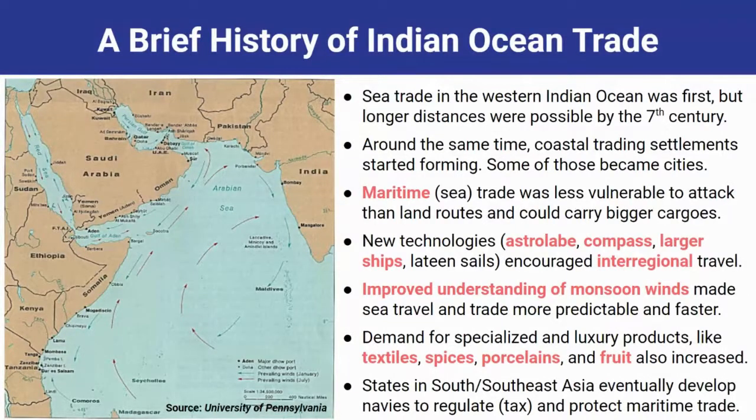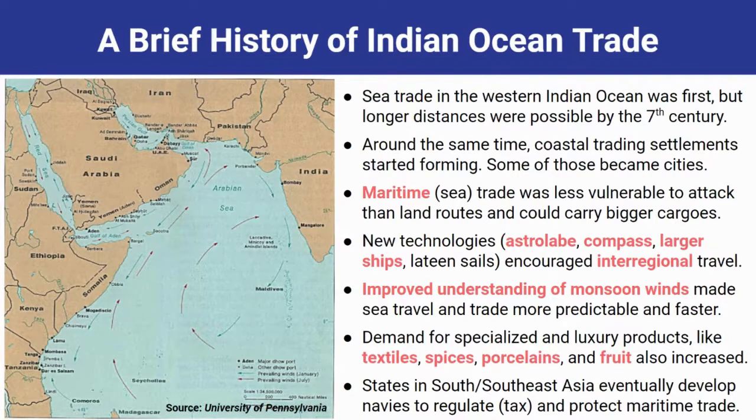Maritime, which just means sea-based trade, was less vulnerable to attack than land routes. It was also less vulnerable to the interference of governments and taxation, at least at the start, than the land routes were. Also, generally, they could transport bigger cargoes because a ship can handle more than a camel can. It also doesn't need to be fed. If you want to carry a large cargo with camels, you're going to need lots of camels, which will need lots of food and support.